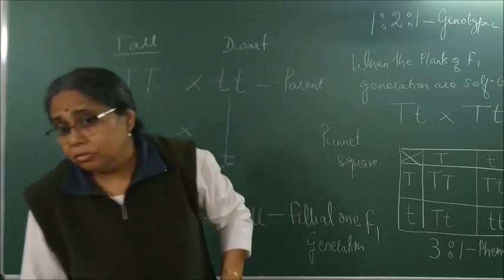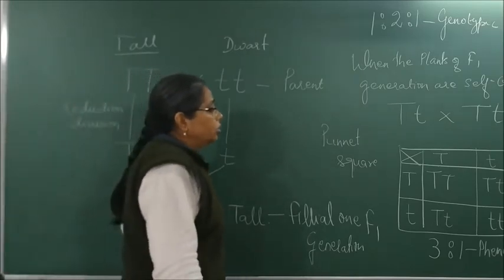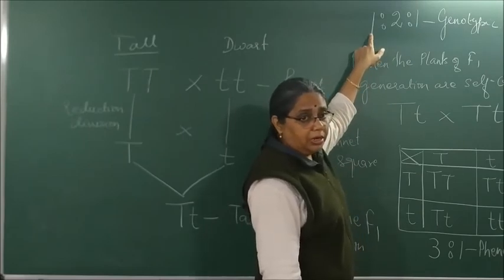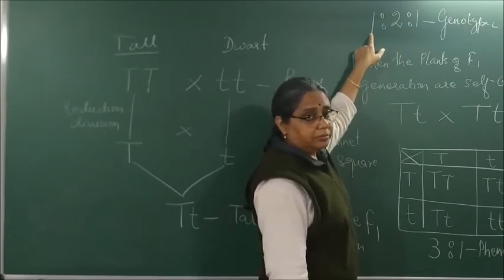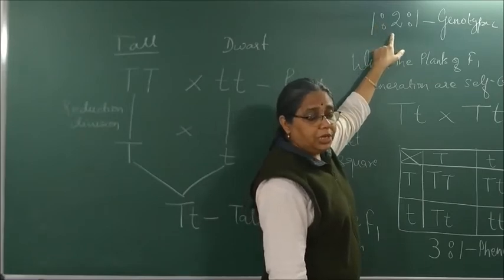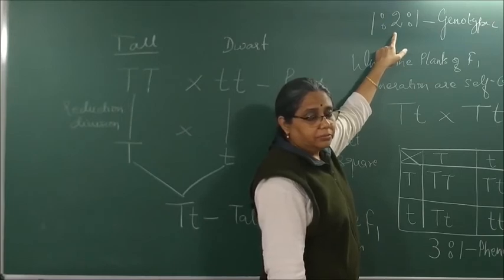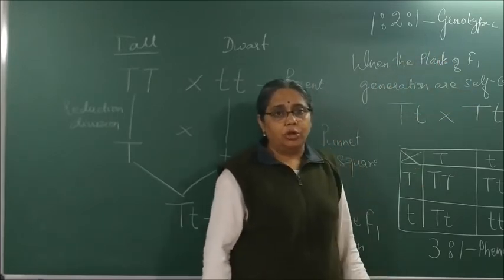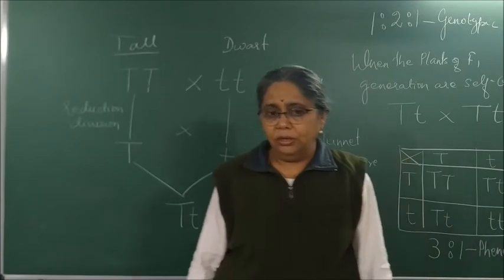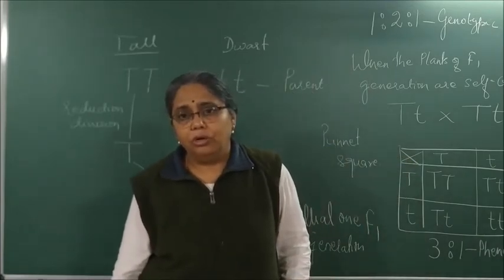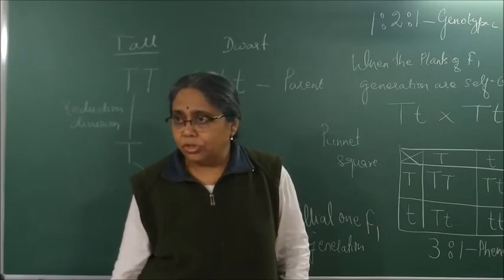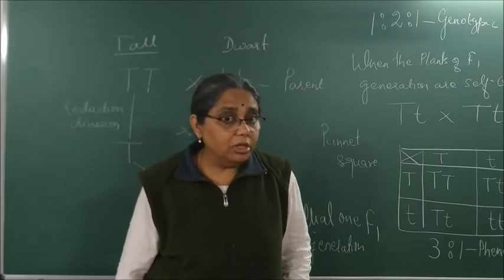Genotypic monohybrid ratio is 1 pure tall plant is to 2 phenotypically tall plants is to 1 pure dwarf plant. So the genotypic ratio is what? 1 is to 2 is to 1. What is the phenotypic ratio? 3 is to 1.